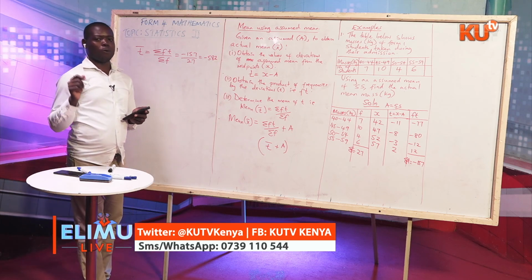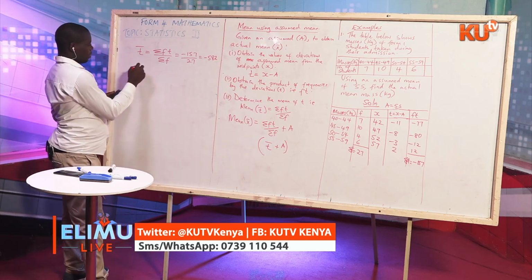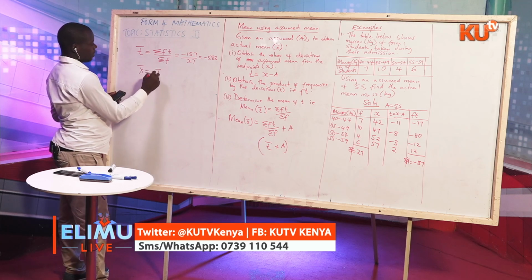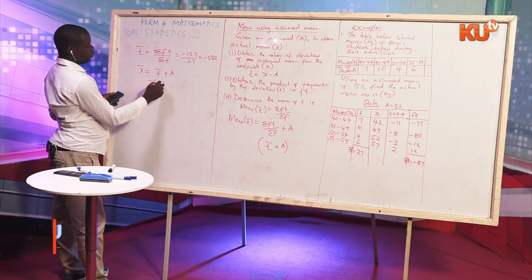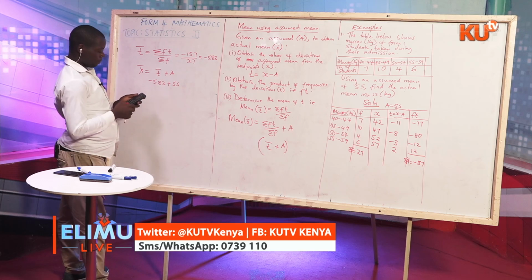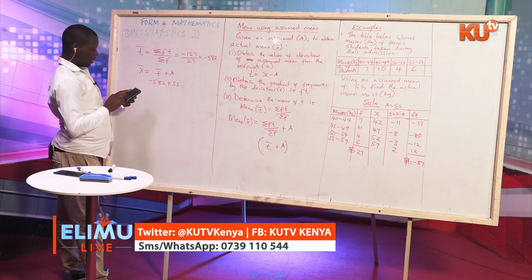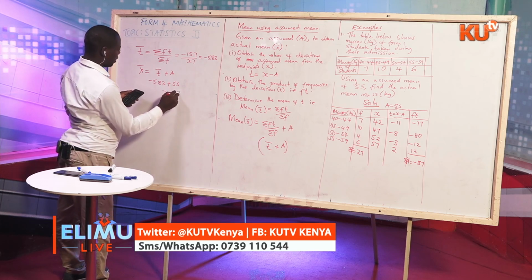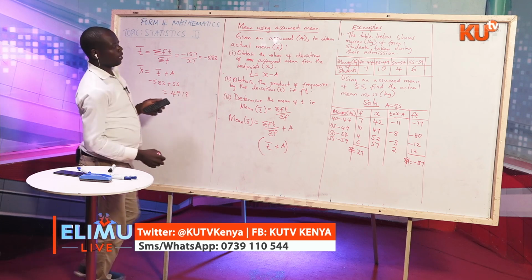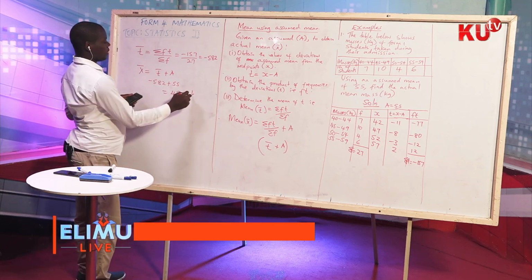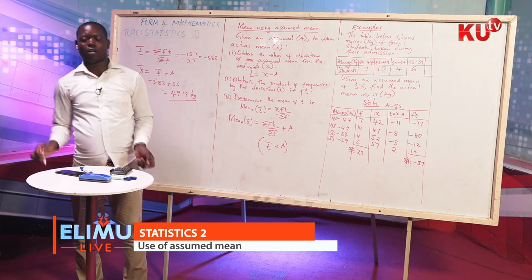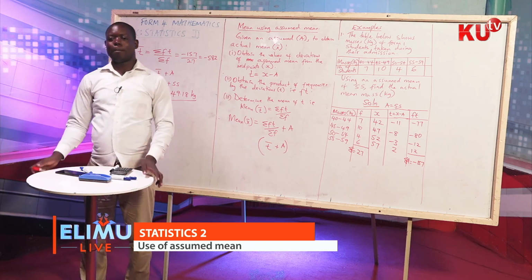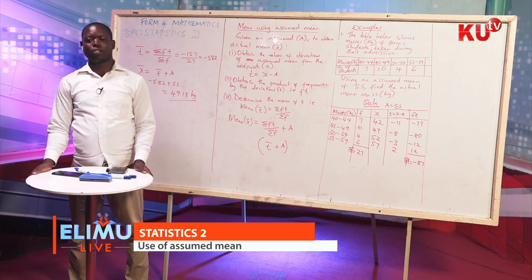Finally, what is the mean of x? The mean of x, therefore, is the mean of t plus the assumed mean. So negative 5.82 plus 55 gives us 49.18. What were they? They were masses. Therefore, this is 49.18 kilograms. That is our mean for this particular set of data, applying the concept we call assumed mean.